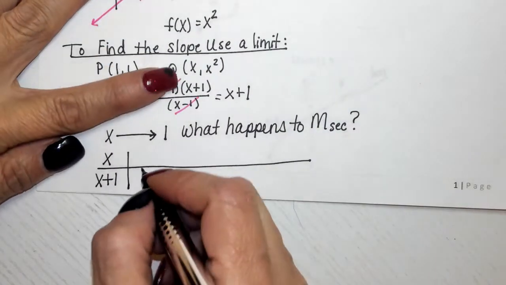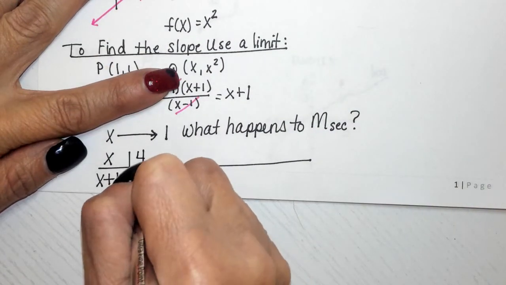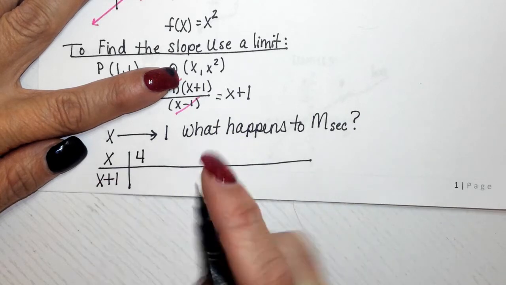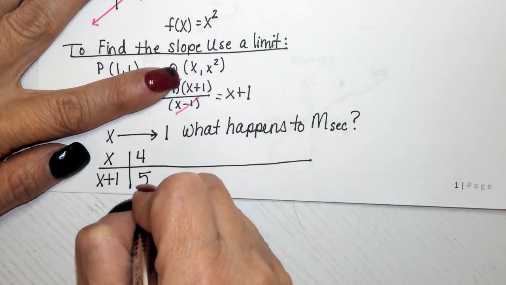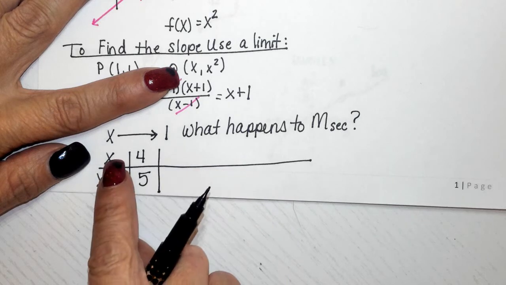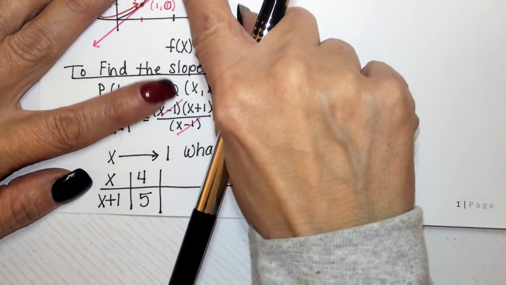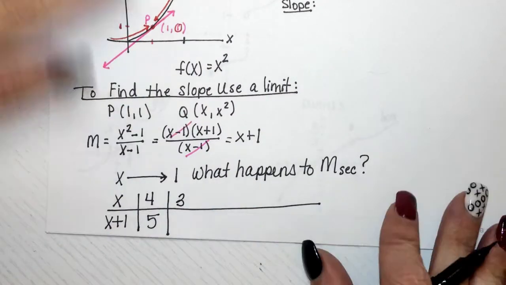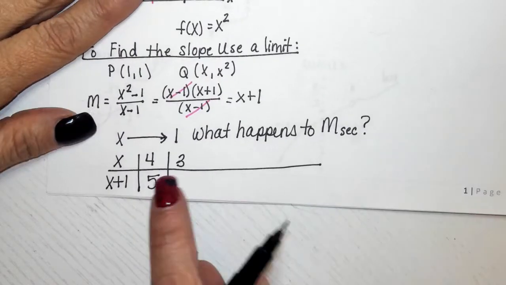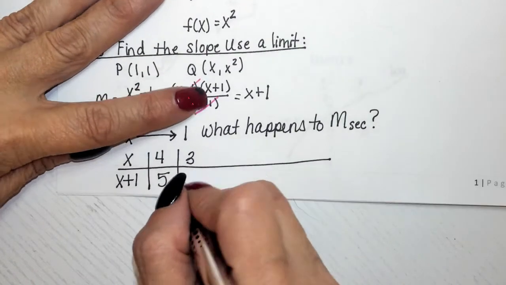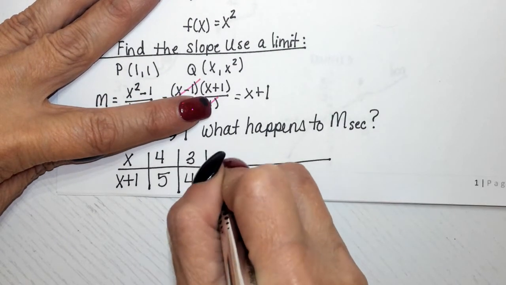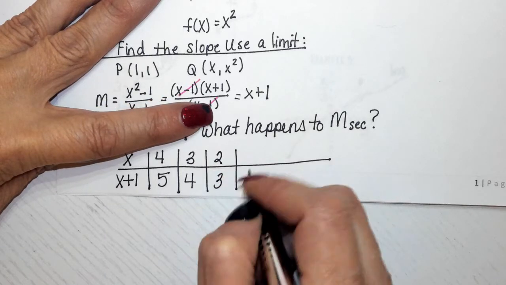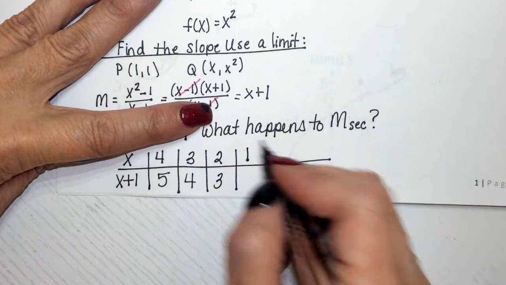All right, so let's start with 4. What happens at 4? When x is 4? Let's put in 4. 4 plus 1 is 5. Okay, now let's get a little bit closer to 1. Remember, we're coming down the graph and we're approaching 1. Let's get to 3. Okay, so 3 plus 1 is 4. All right, let's go to 2. 2 plus 1 is 3. Let's go to, oh, we can't reach 1, right? So what do we need to go to?